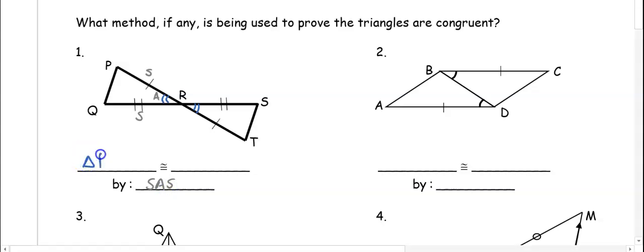So we would have triangle PQR is congruent to, so if we look at PQR, we went from down the side that's not marked to the side with a double tick mark. So our second triangle would be TSR.